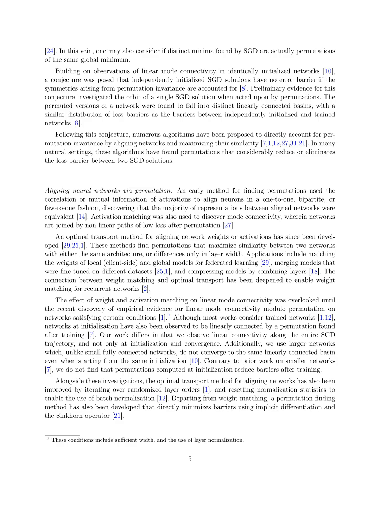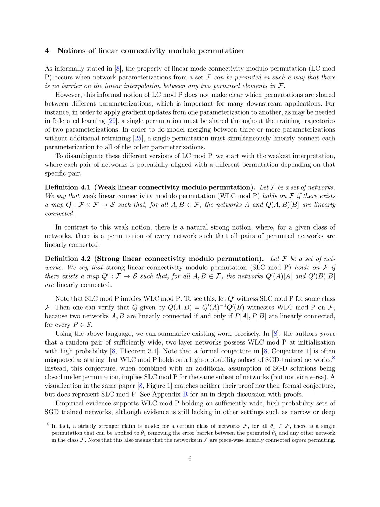Linear mode connectivity modulo permutation, LC mod P, refers to the property where networks from a set can be permuted in a way that eliminates any barriers on the linear interpolation between any two permuted elements in the set. The paper distinguishes between weak linear connectivity modulo permutation, WLC mod P, and strong linear connectivity modulo permutation, SLC mod P. WLC mod P occurs when each pair of networks can potentially be aligned with a different permutation, while SLC mod P implies that there is a single permutation that can linearly connect all pairs of permuted networks in a given set.